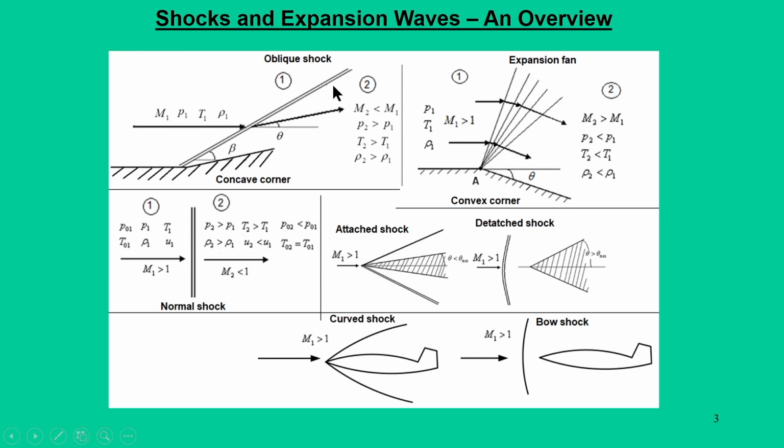With respect to shocks, we have discussed the theta-beta-M relations, based on which we can have an attached shock or a detached shock wave. These are formed depending on the flow deflection angle. If the flow deflection angle is less than the maximum value assigned by the theta-beta-M relation, then it becomes an attached shock, and in all other situations you will have a detached shock, which we normally call a curved shock or bow shock.